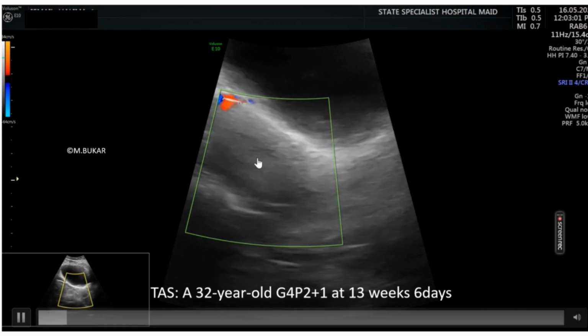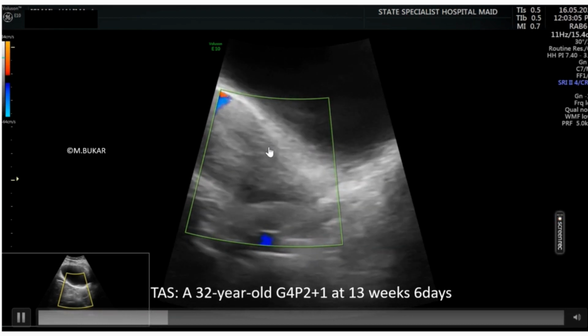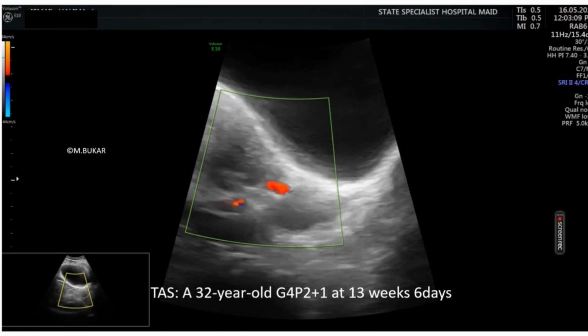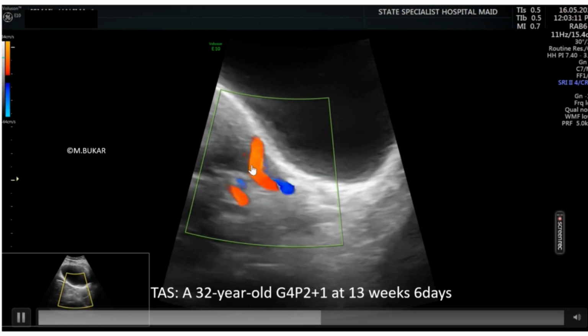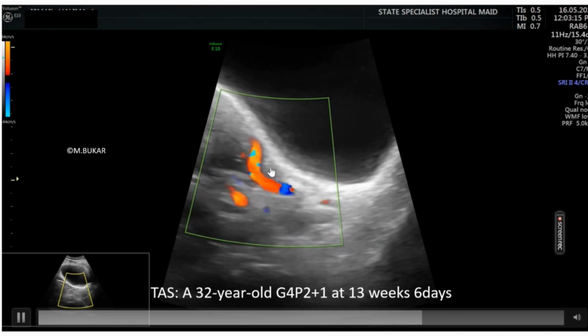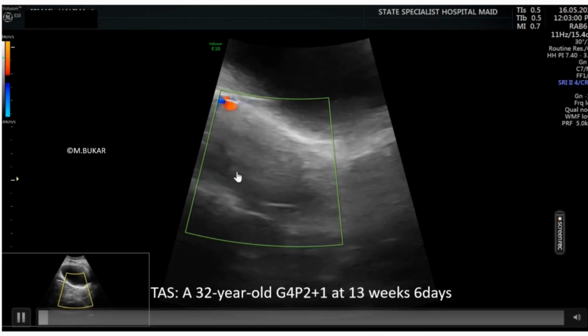Measurements are taken at the points before the uterine artery branches into the arcuate artery, or at the point of the internal os. The gate size should be 2 millimeters.